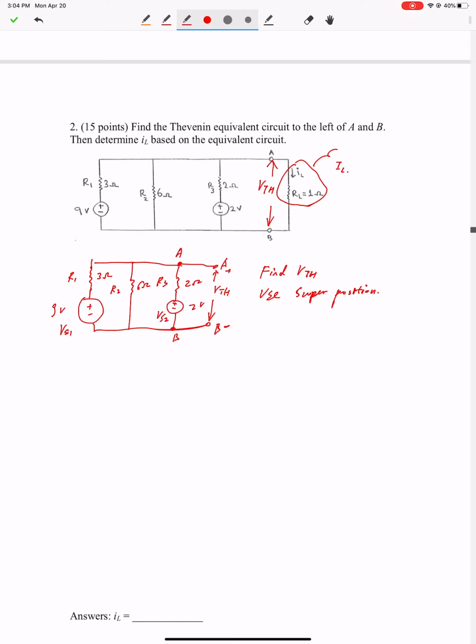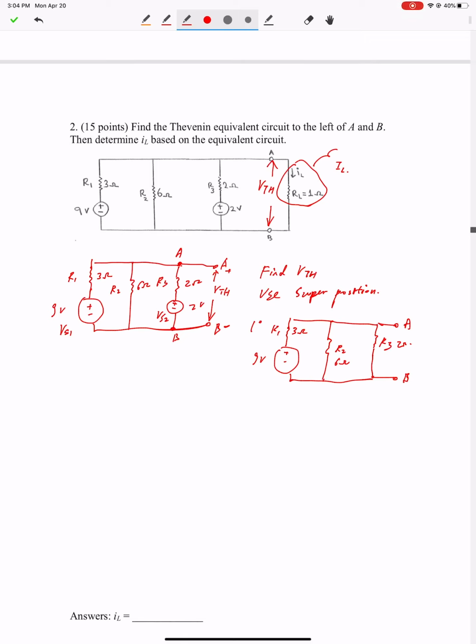This is VS2. You can first keep VS1 and remove VS2, and that will give you a new circuit that looks like this. Since VS2 is a voltage source, you need to replace the voltage source with a short circuit, right? And this is R1, this is R2, this is R3: 3 ohms, 6 ohms, and 2 ohms, right?